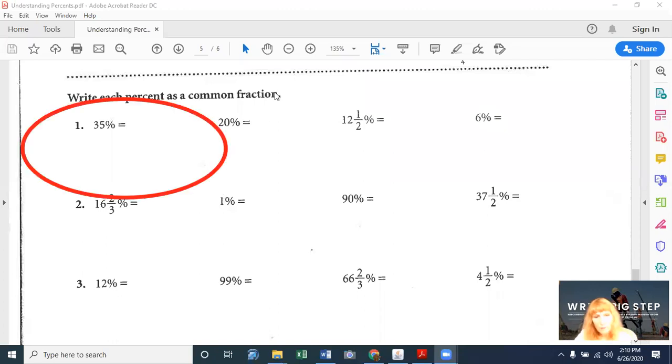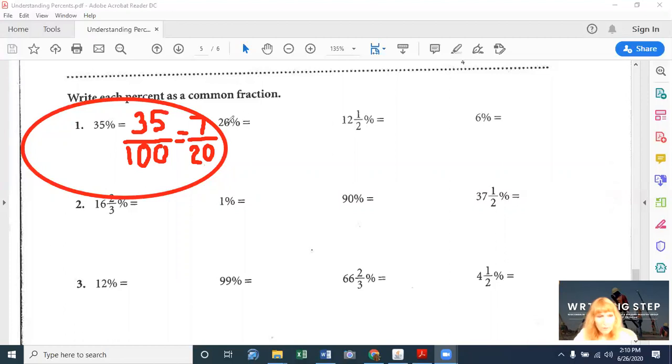35%, your first step when you're changing it into a fraction is to put 35 over the number. What is percent always over? 35 parts out of 100, right? So 35 100ths, and then you just reduce. So I know that 5 will go into 35 7 times, and I know that 5 will go into 100 20 times. So 35% is equivalent to 7/20.